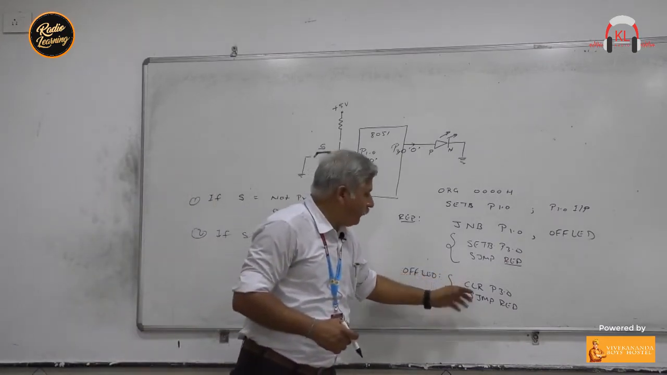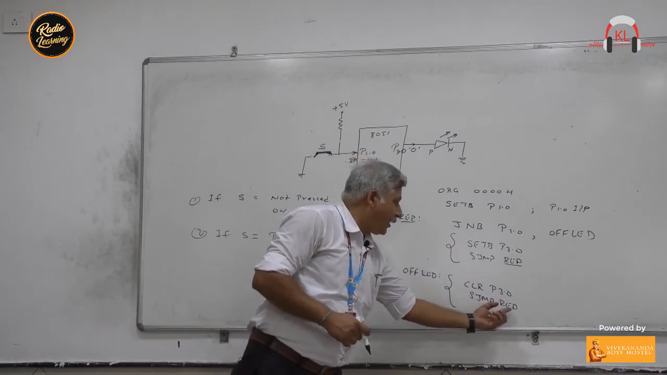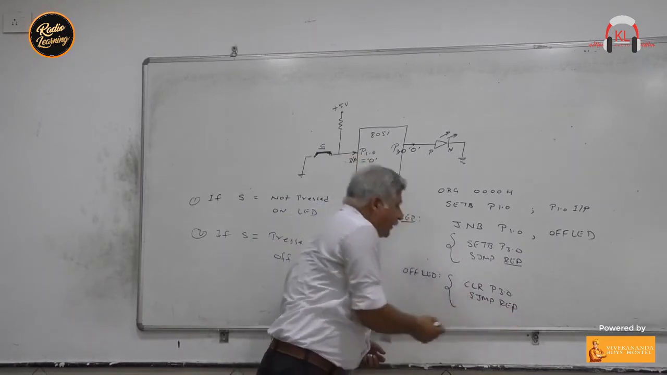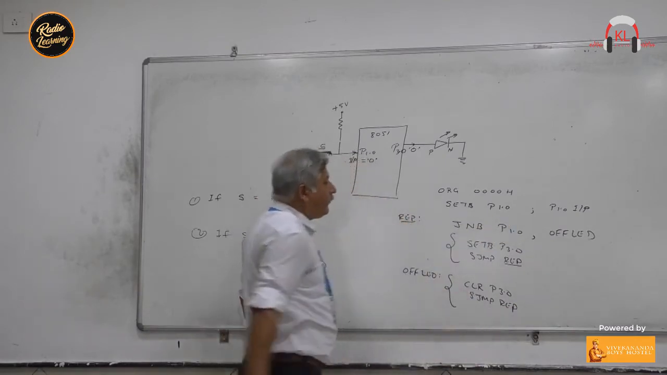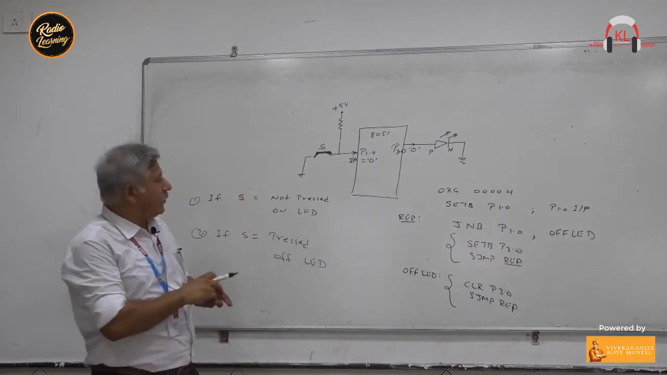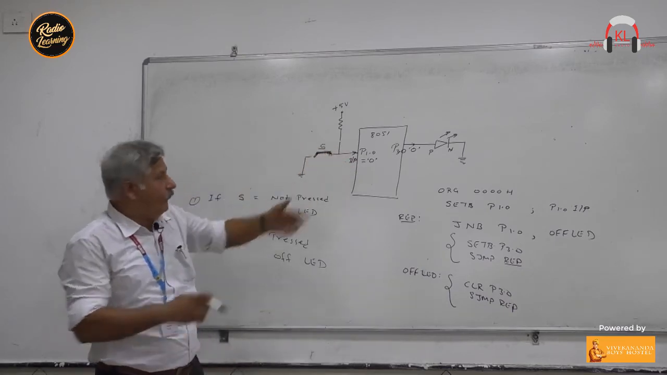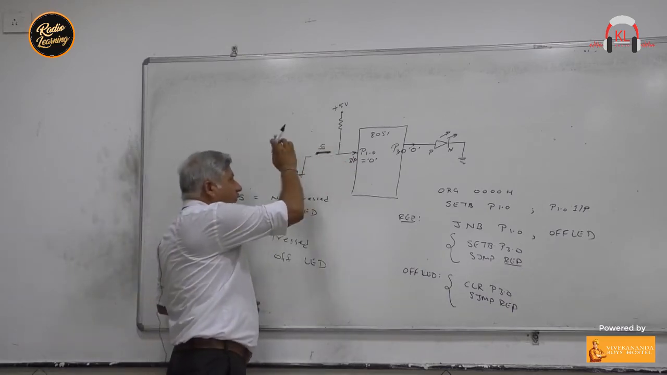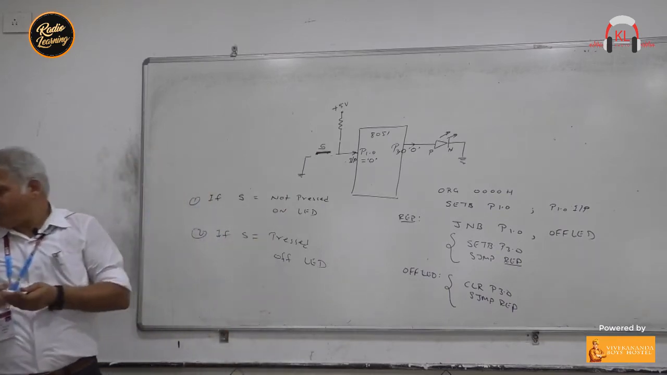Once the LED is off, SJMP REP. This is a short form instruction: SJMP REP, repeat. Go to the label repeat. Again check the value of this switch. So in this way, once you write this program, whenever you press the switch, the LED will turn off, and if you release the switch, then the LED will be on. This is the application of one program.